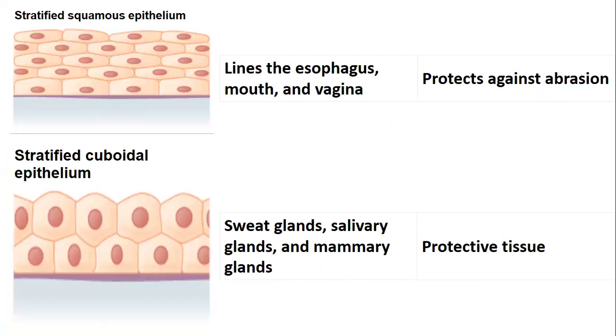The stratified squamous epithelium, this is the second one of the squamous ones, if you are following, lines the esophagus, the mouth, and the vagina, okay? Those epithelium in these organs protects against abrasion, okay? It protects the surfaces against abrasions.